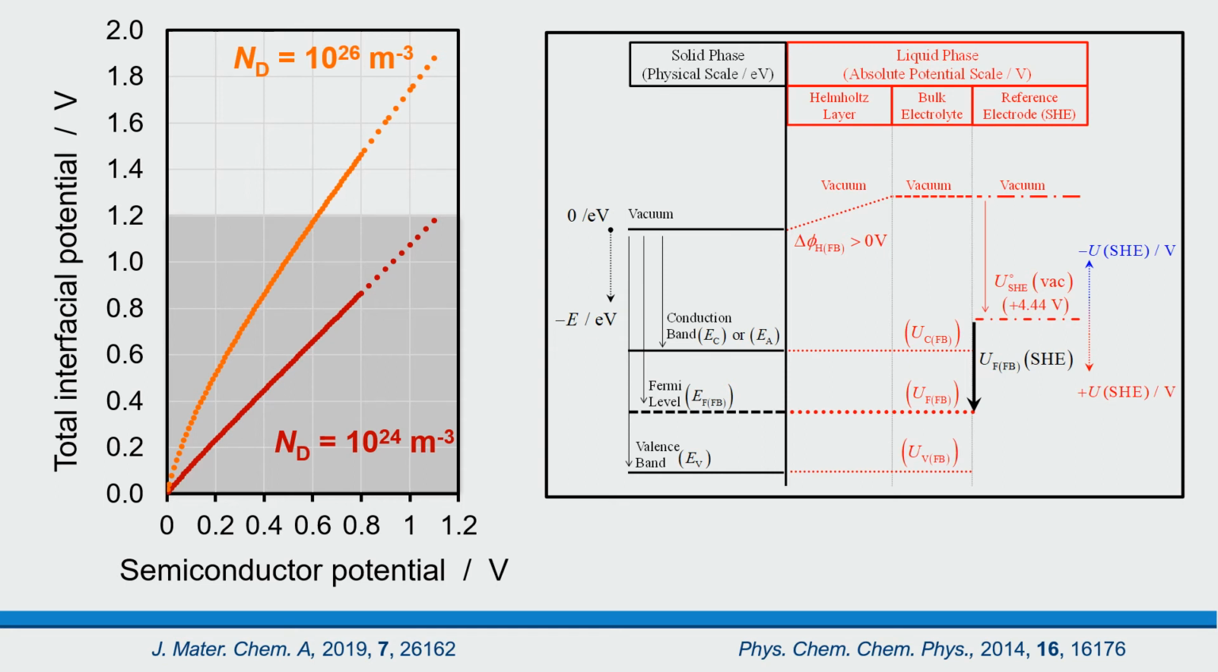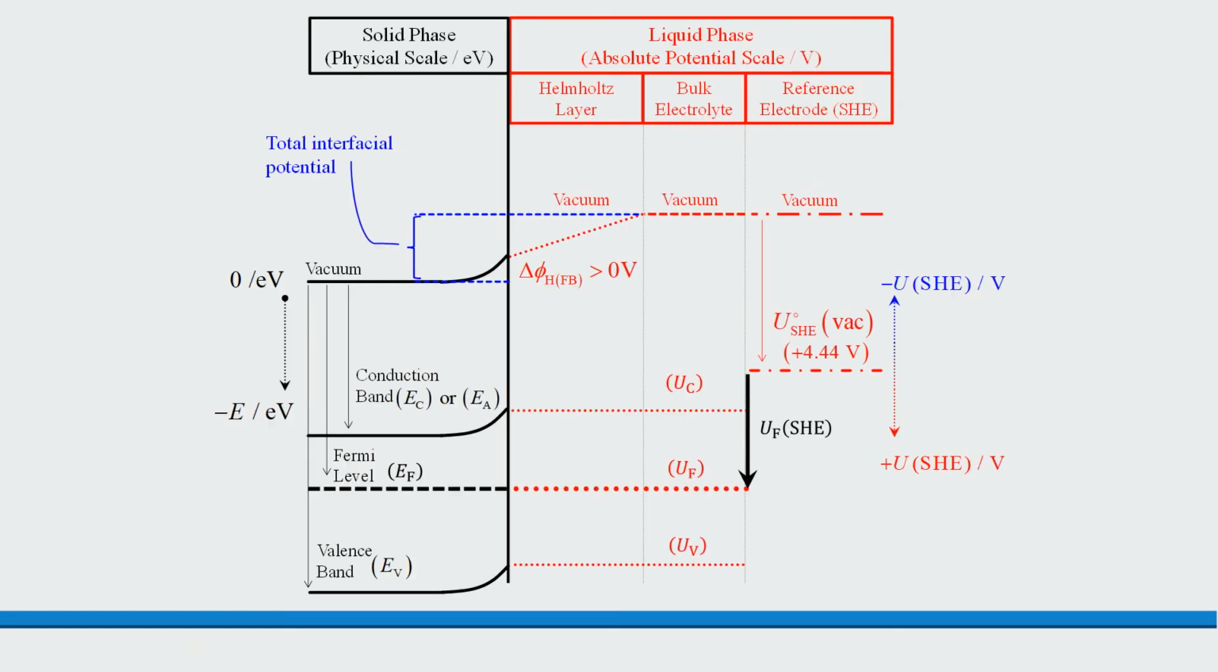So for example, if we have hematite and it's immersed in alkaline media, such that the pH of our electrolyte is higher than the pH of zero charge, we actually have a positive potential drop across the Helmholtz layer even at the flat band condition. And then once the band bending is actually allowed to take place, we can see that the total interfacial potential drop consists of contributions from the Helmholtz layer and the band bending across the semiconductor, which is the space charge layer.